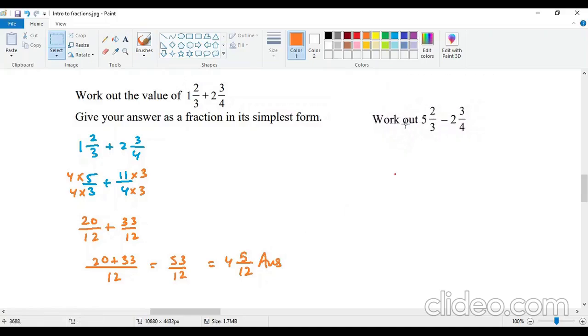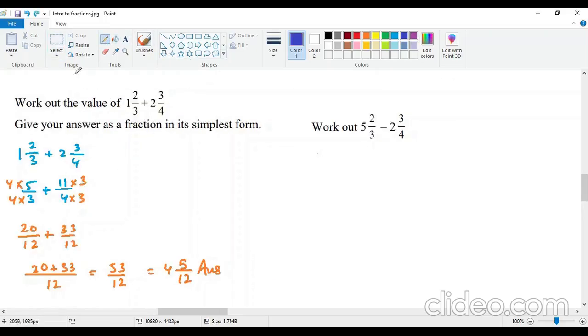This is going to be 17 over 3. You can see the next fraction is a mixed fraction. I will write 3 times 5 is 15, 16 and 17 over 3. Subtracted 2 times 4 is 8, plus 3 is 11 over 4, making the denominators equal, multiplying 4 by 3 and 3 by 4. We are going to multiply 17 by 4 and 11 times 3.